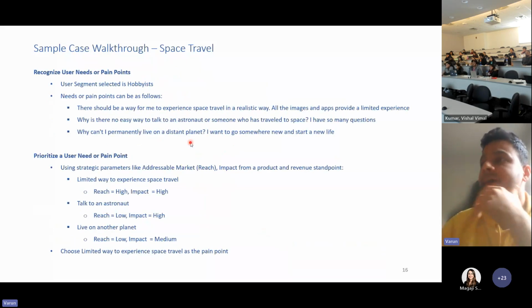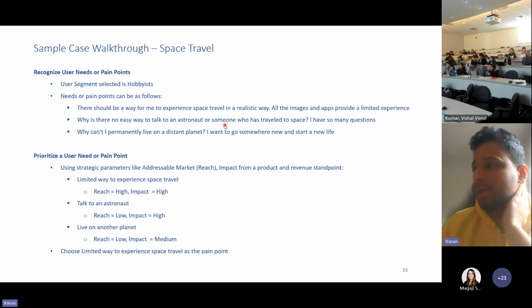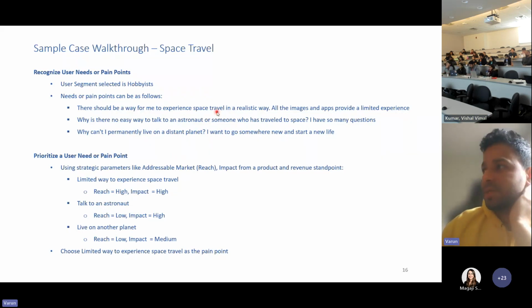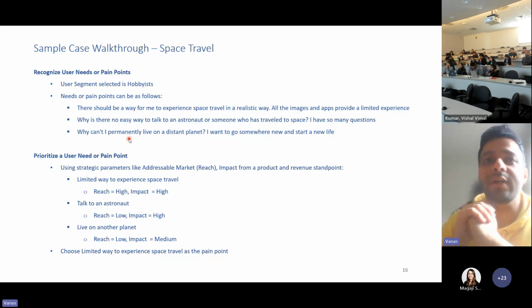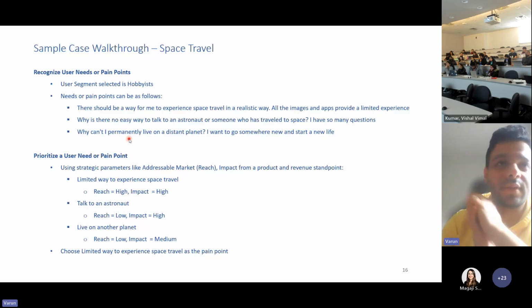So I picked hobbyists, and for these people, I put down three pain points, right? One, I want to experience space travel in a realistic way, right? If you look at images and just check out something online, it's a limited experience. Two, there's no easy way to talk to people in space. Think about somebody in the International Space Station, maybe some astronaut. I have many questions. Three, what if somebody wants to live on a different planet completely? That's okay as well. Somebody may want to do that. That's the experience they want.